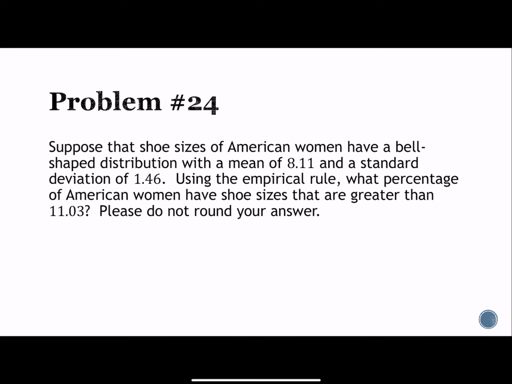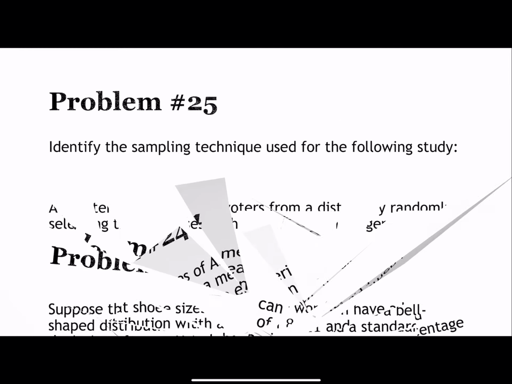Shoe sizes of American women have a bell-shaped distribution. Bell-shaped means symmetrical. Mean of 8.11, standard deviation of 1.46, using the empirical rule. I don't have to say any more. Very clear what we have to do. Empirical rule was introduced to us in Chapter 3. So if you're still having trouble with the empirical rule, make sure you take a look at the separate video that was created with some additional problems regarding it. So again, coming to us from Chapter 3.